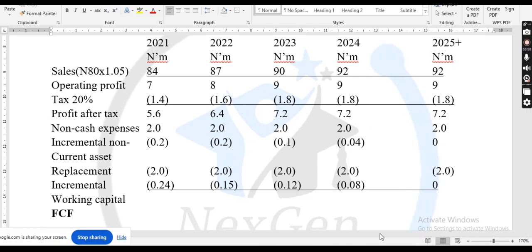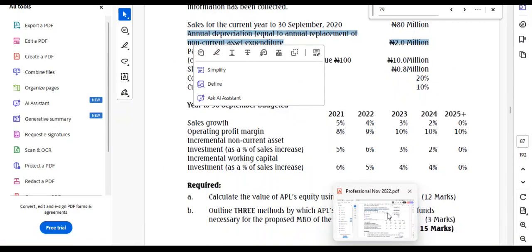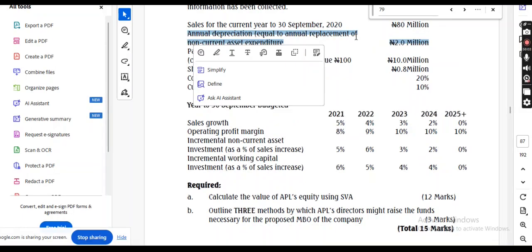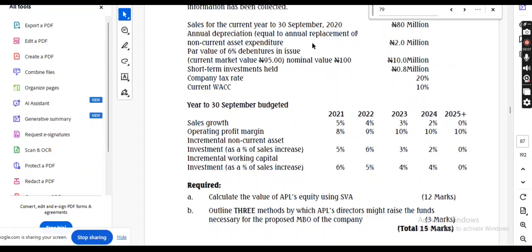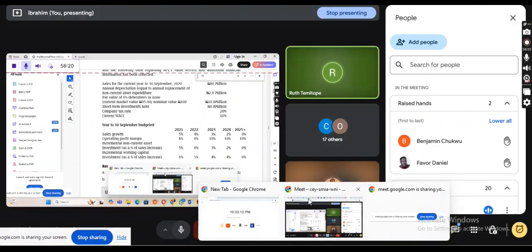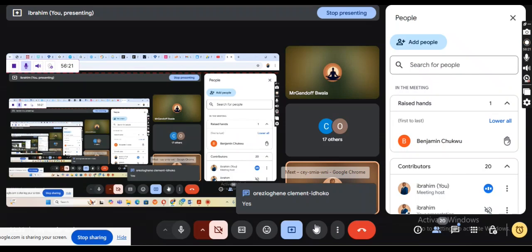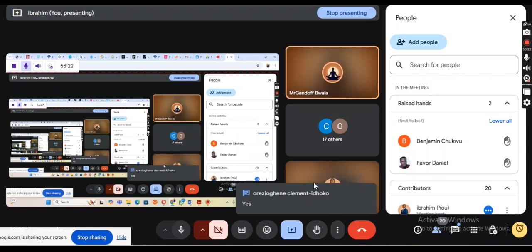See, this question says that depreciation is equal to annual replacement. I think we were not given any percentage that depreciation will increase. I understand, sir. It's just a technicality that I'm trying to bring. Maybe you can clear it off.